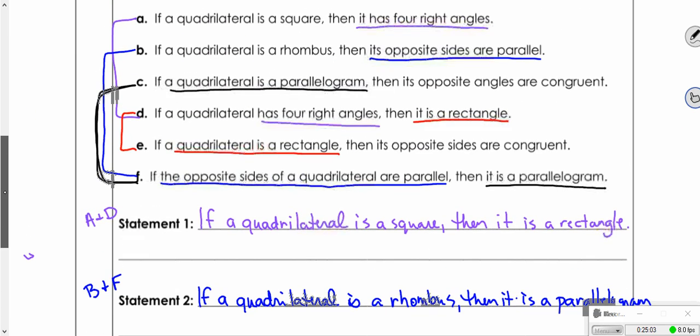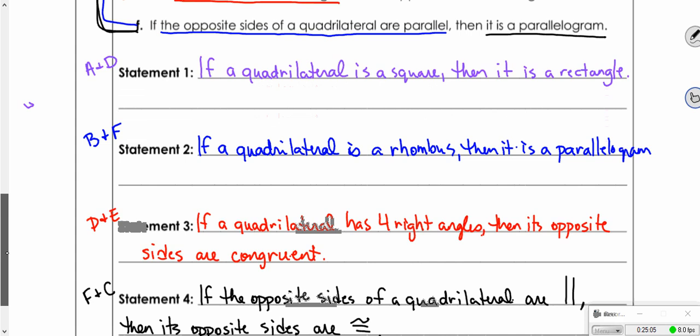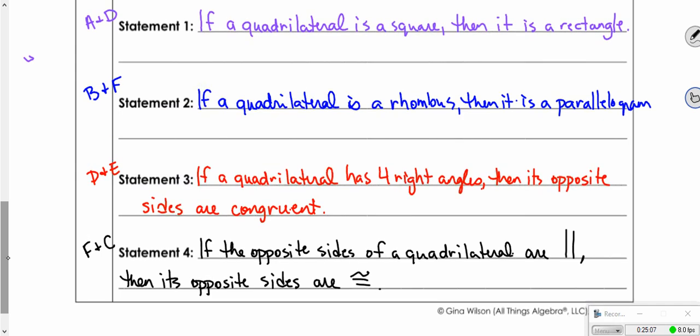Yes, good catch. I wrote sides and it should absolutely be angles. So it does say angles. Okay, if the opposite sides of a quadrilateral are parallel, then its opposite angles are congruent.